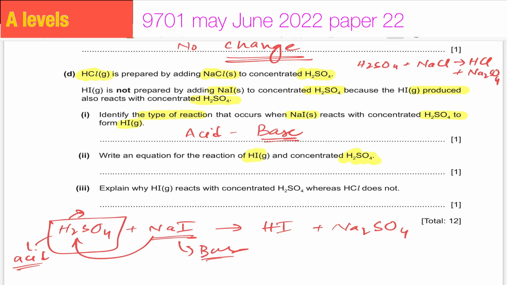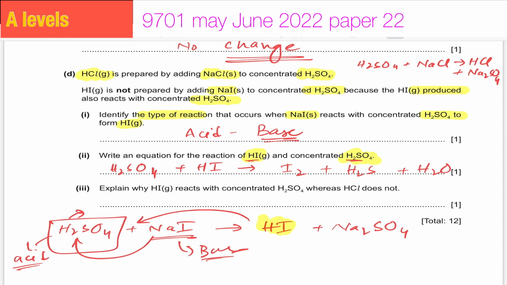Write an equation for the reaction of hydrogen iodide with concentrated sulfuric acid. They have told us that the HI produced from this reaction will react with sulfuric acid, and now they are asking for the reaction between sulfuric acid and hydrogen iodide. This is a redox reaction. You have studied this reaction in group 17 chemistry. Iodide will be oxidized into iodine, and sulfur will be reduced into hydrogen sulfide, plus we get water.